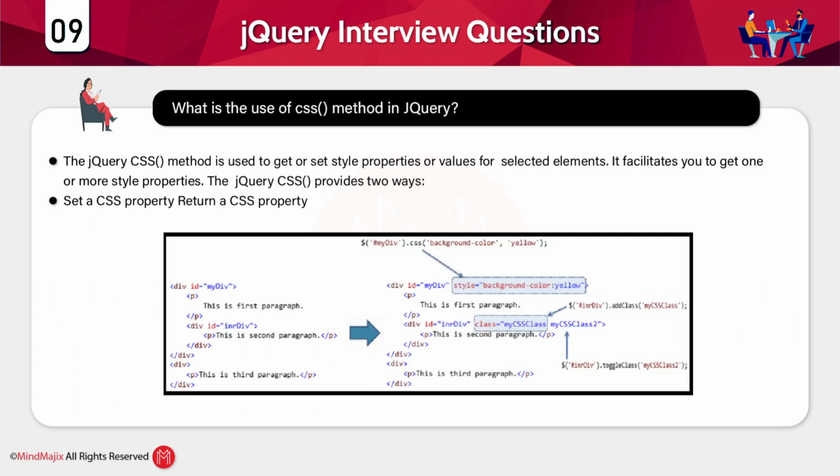Coming to the next question. What is the use of the CSS method in jQuery? The jQuery CSS method is used to get or set style properties or values for selected elements. It facilitates you to get one or more style properties. The jQuery CSS method provides two ways: set a CSS property and return a CSS property. So you can set the CSS property by using the left hand side function, and it will return that property by the right hand function.